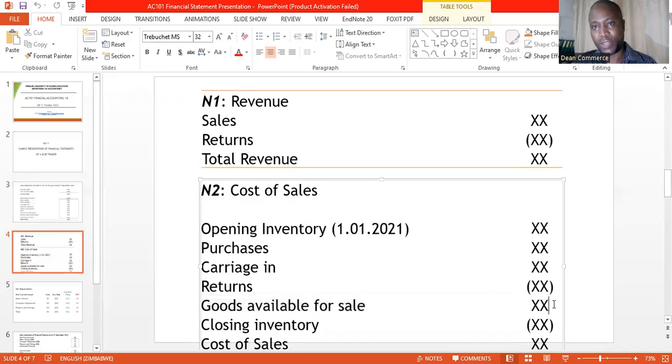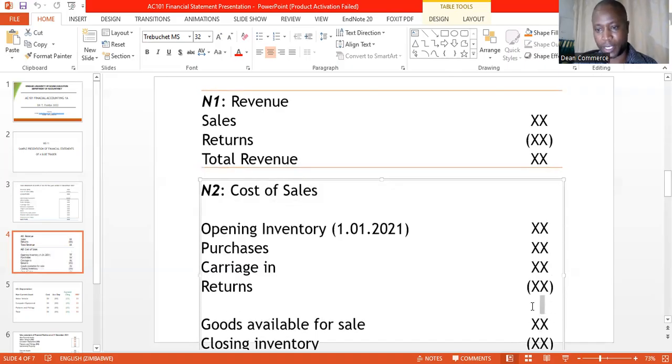So I would prefer that we put this figure here, and then we, unfortunately, my slide is not running well, so I'm unable to underline, but I should have underlined on top of these figures.